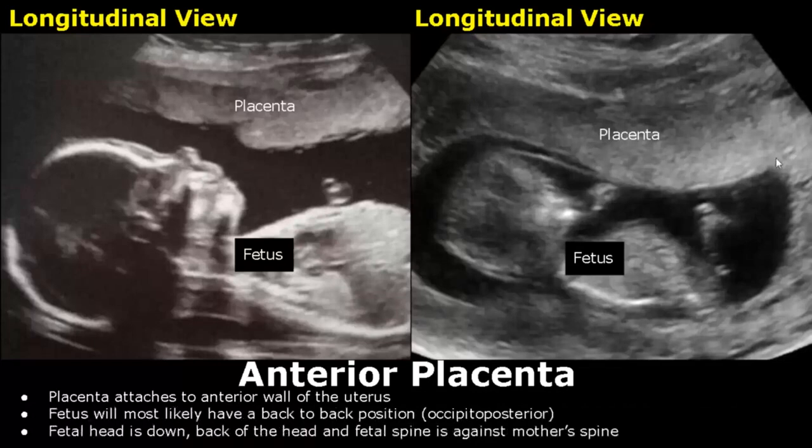The fetal position will usually be a back-to-back or an occipito posterior position. That means the fetal head will be down towards the cervix and the back of the head and the fetal spine will be against the mother's spine.